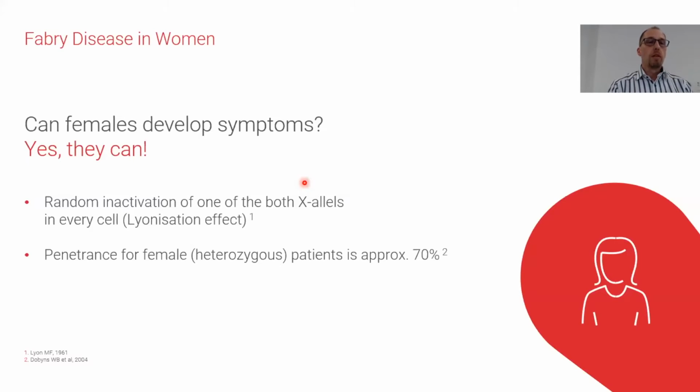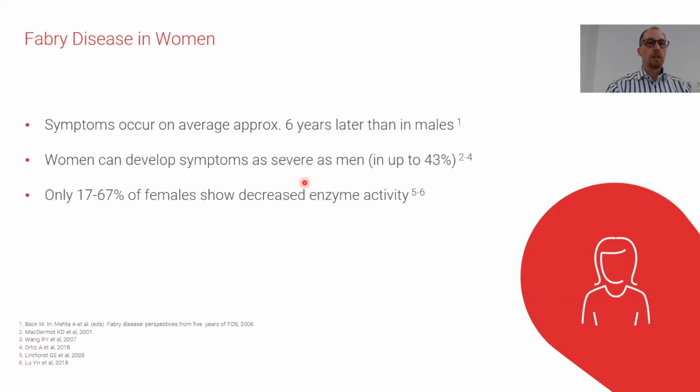The penetrance for heterozygous patients in Fabry disease is approximately 70%. And this is due to the so-called lyonization effect, the random inactivation of one of the two X alleles in every cell of the females. Compared to other X-linked diseases, where women really are only carriers, for Fabry that is not true. Women with Fabry disease can develop symptoms, they will develop symptoms.